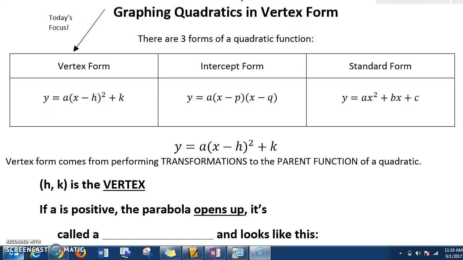Alright, first a quick lesson on what a quadratic is. A quadratic is a U-shaped graph. We call this a parabola. So this is going to be our focus for the unit.